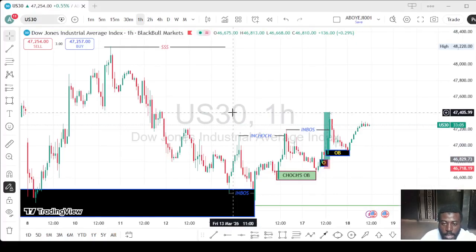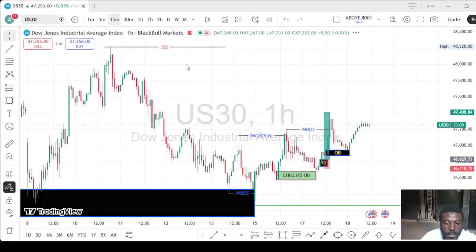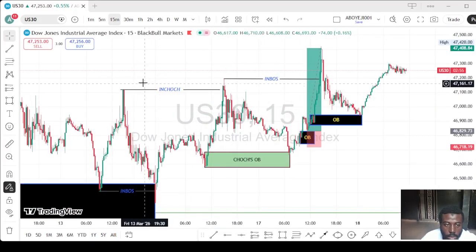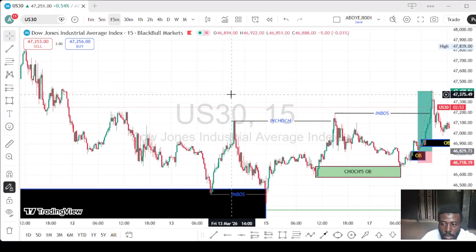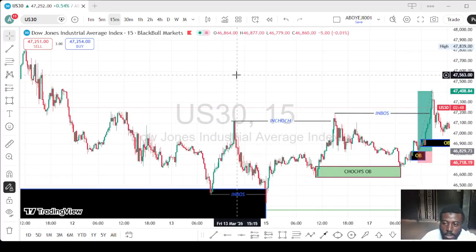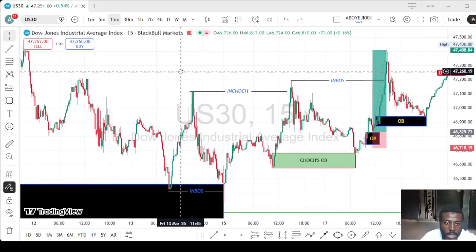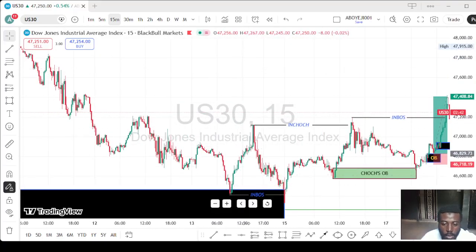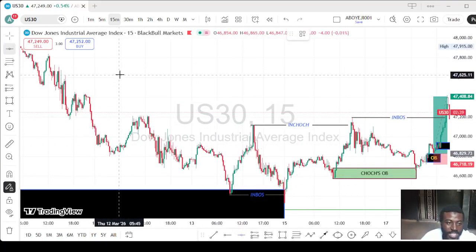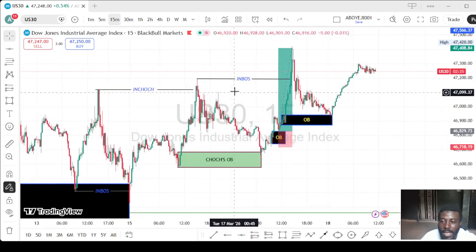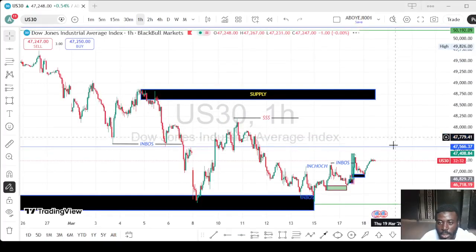Let me see the 15 minutes time frame. Maybe there is opportunity. Okay, there is no space here on 15 minutes. Let me see another 15 minutes. There is space to take this. So this is the next order block, this place, for the market to mitigate. Sorry, this is the next place to mitigate to take the profit.